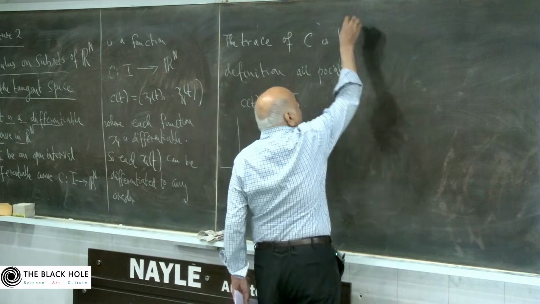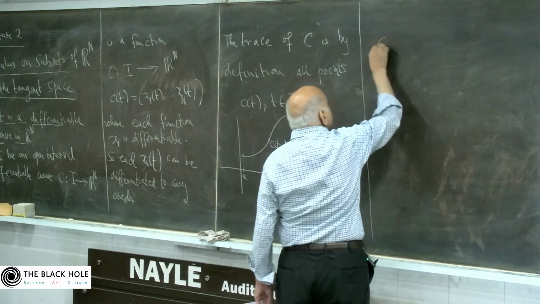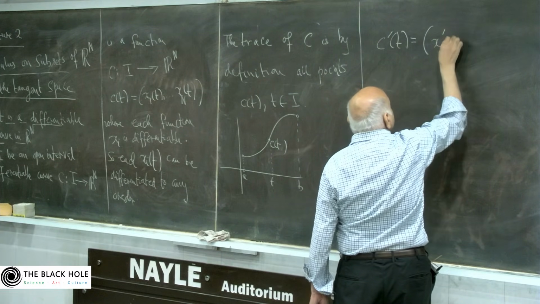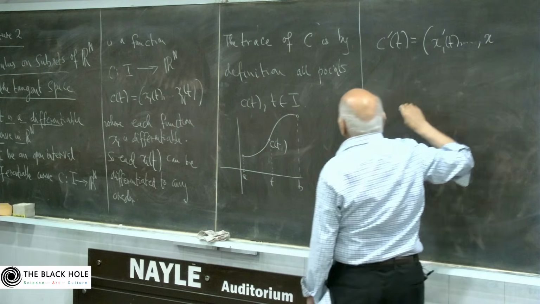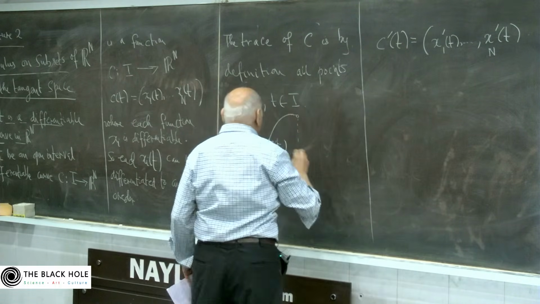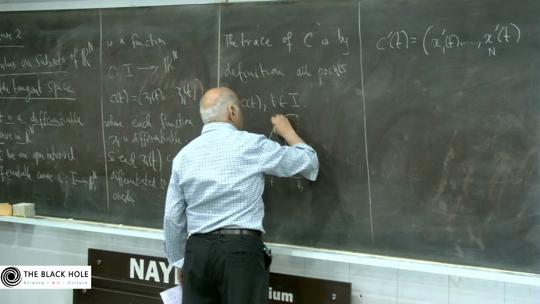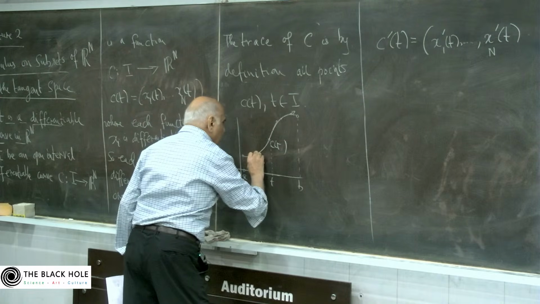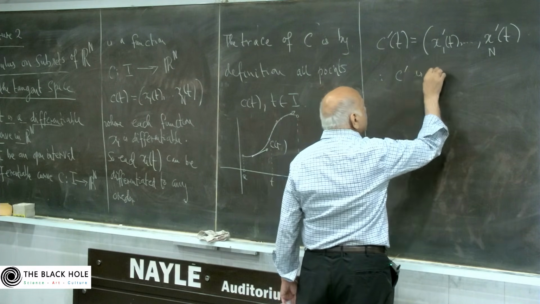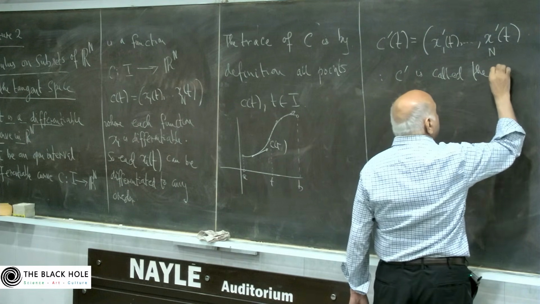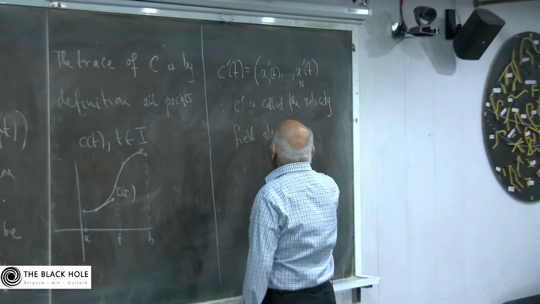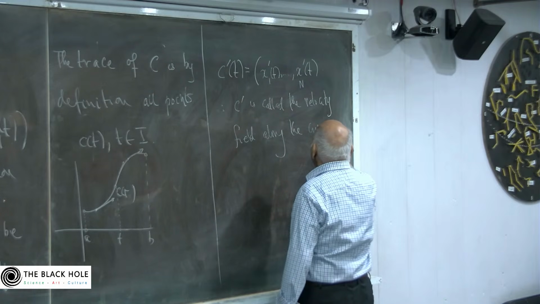C prime (t) is, by definition, the vector (x1 prime (t), ..., xn prime (t)). Pictorially, C prime is called the velocity field along the curve C.